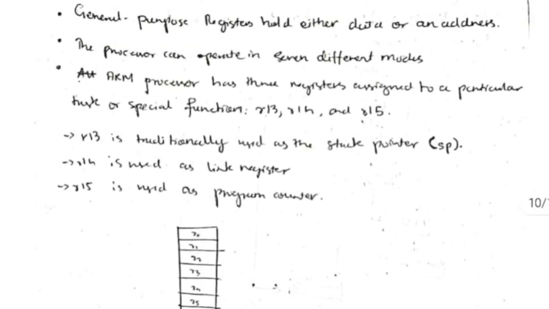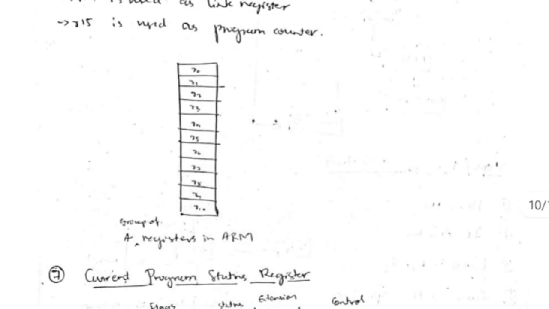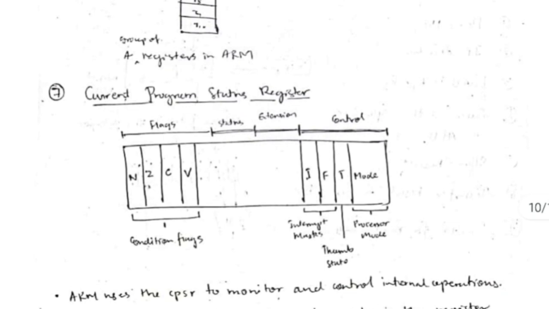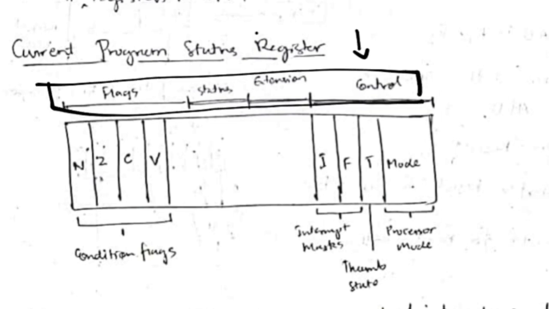Okay, and the processor can be operated in 7 different modes. So let's see what are those different modes. See here, before that you need to know about current program status register. This is the register which is divided into 4 parts. It's of 32 bits, so it will be divided into 4 parts, means 8 bits for each of these, okay.